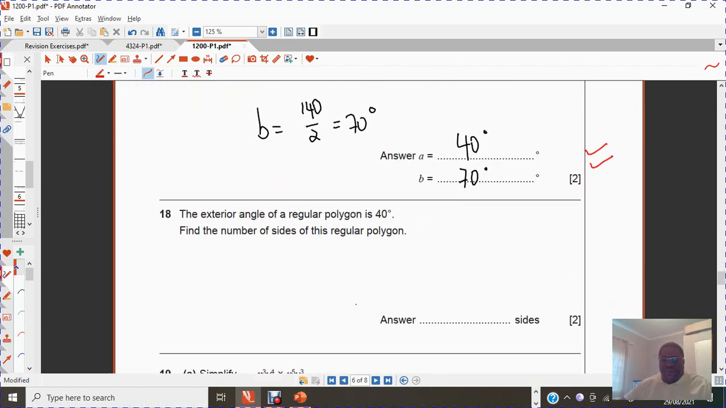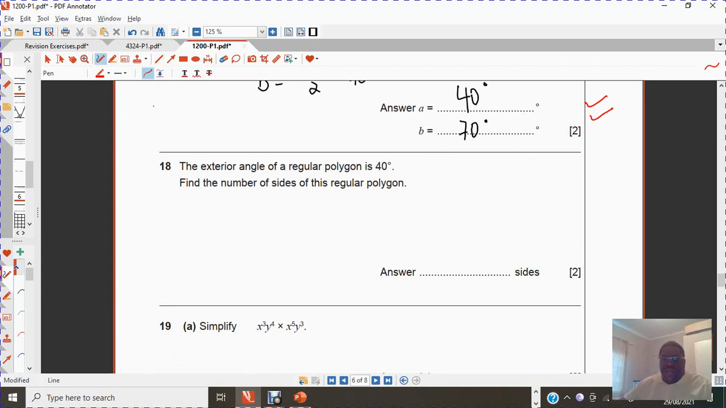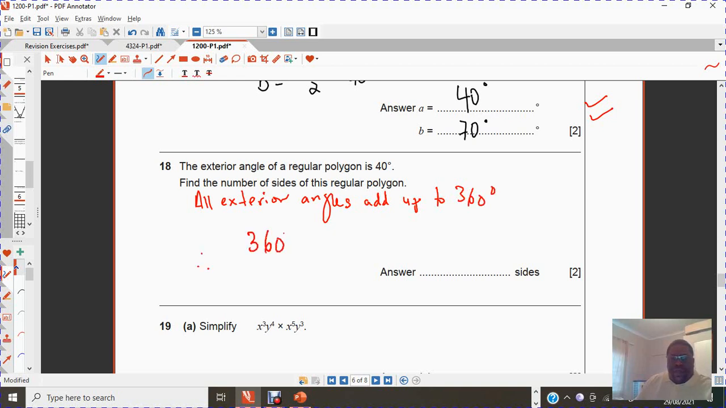What you're looking for: the exterior angle of a regular polygon is 40 degrees. The number of sides you're supposed to find now. All exterior angles of any polygon add up to 360 degrees. Therefore, you can simply find that number of sides by dividing that by 40, and you will know that it's a 9-sided polygon.